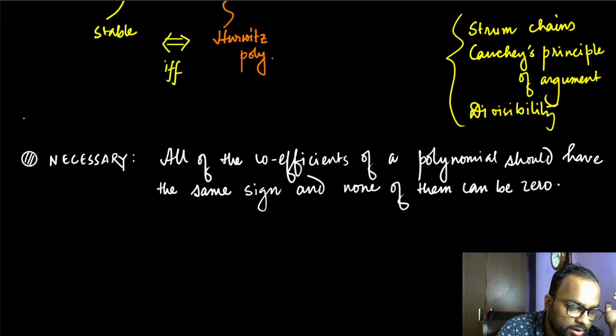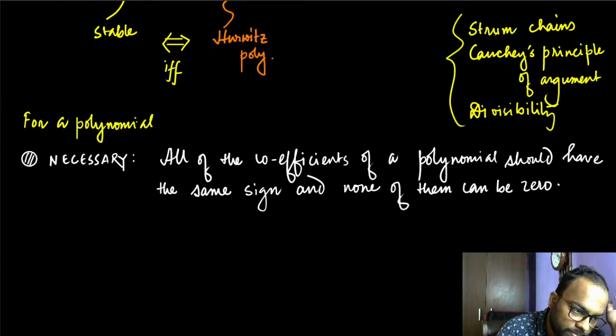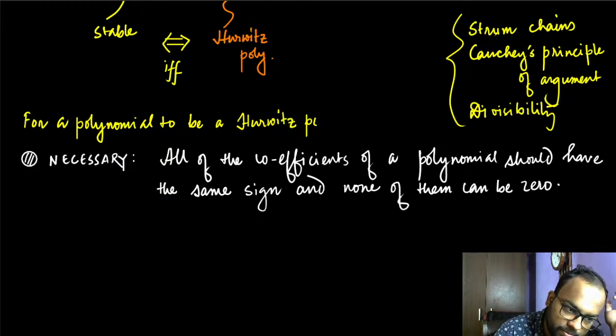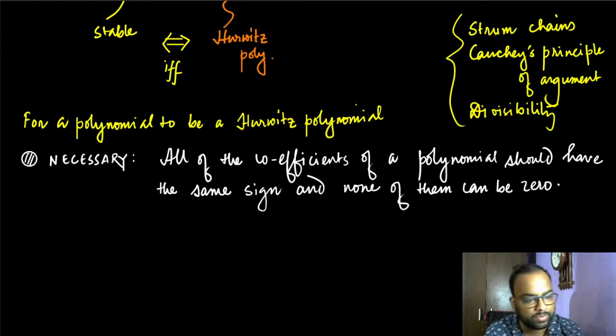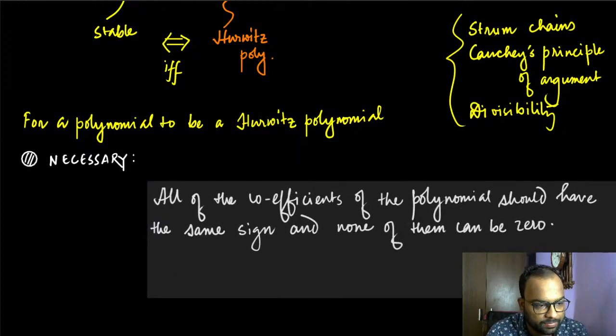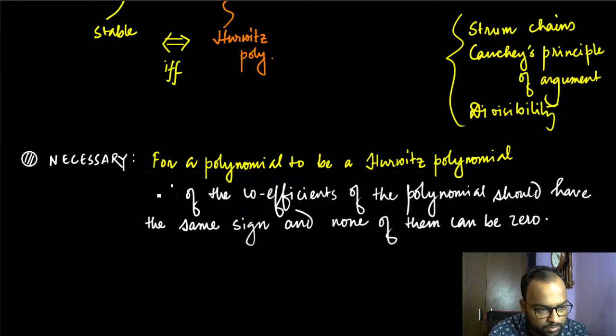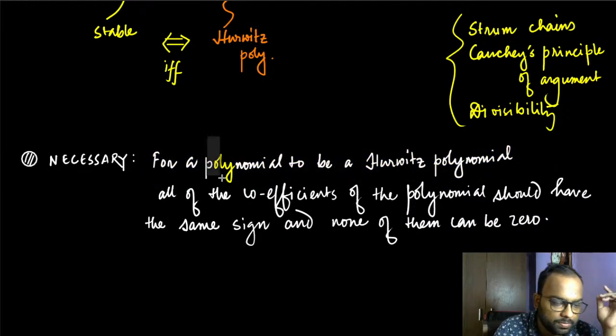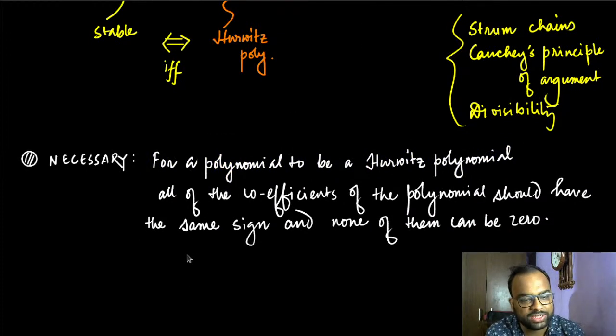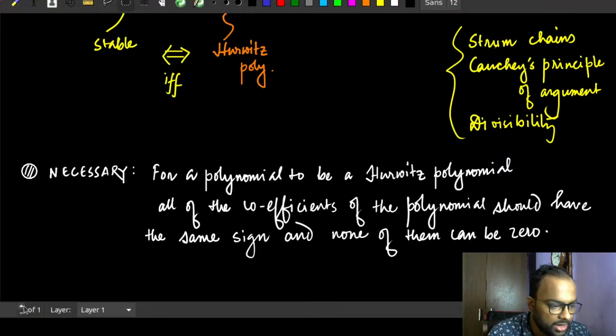Rather, we say that for a polynomial to be a Hurwitz polynomial, all of the coefficients of the polynomial should have the same sign and none of them can be 0. So that is the necessary criteria, and I'm going to explain these things in a bit more rigorous way.